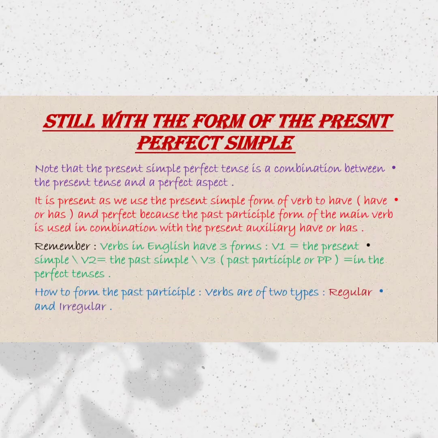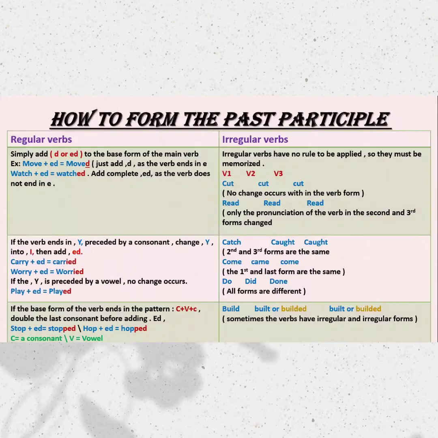This is what I said the last time, and also I told you how to form the past participle of a verb. I said the past participle forms of verbs in English are of two types: regular and irregular ones. Regular verbs simply add ed if there is no final e, or d if there is a final e at the end of the base form of the verb. And for the irregular verbs, we said that irregular verbs in English do not follow any particular rule, so we have to memorize them, to learn them by heart.